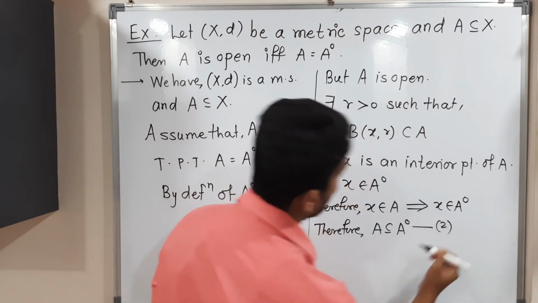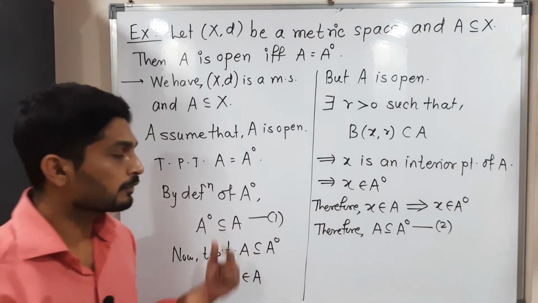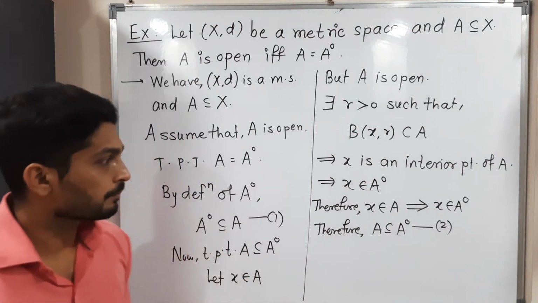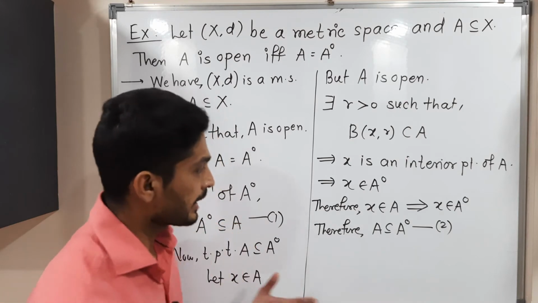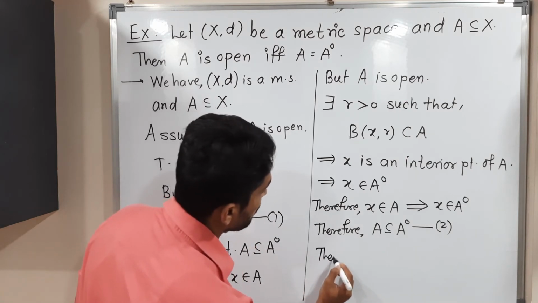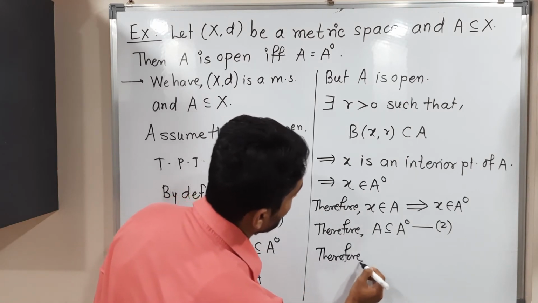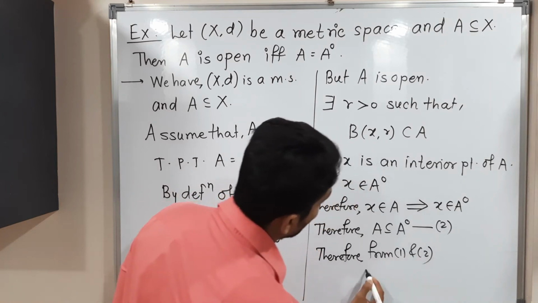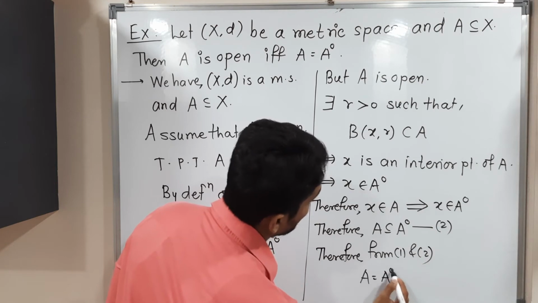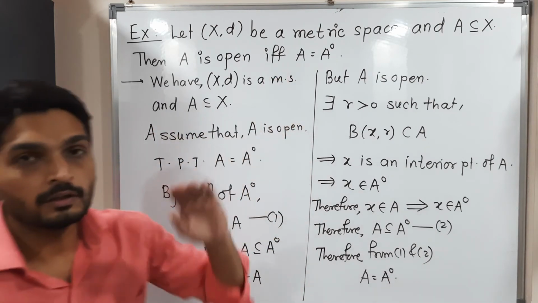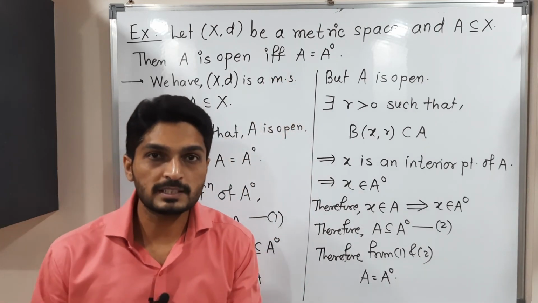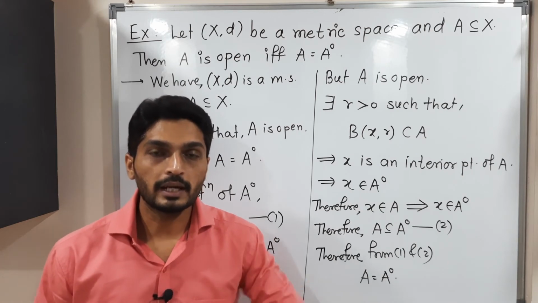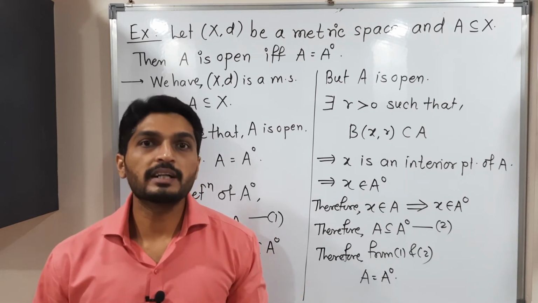This is equation number 2. In equation 1 we said A interior is a subset of A. In equation 2 we said A is a subset of A interior. So therefore from 1 and 2 we can write A is equal to A interior. In this way we have proved the first part. We assumed A is an open set, and we proved that A is equal to A interior. Now the converse part is remaining.